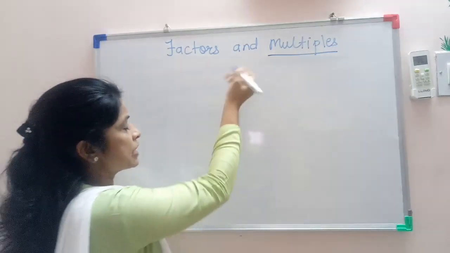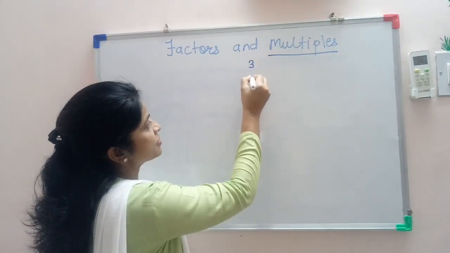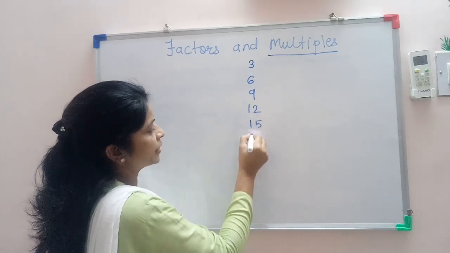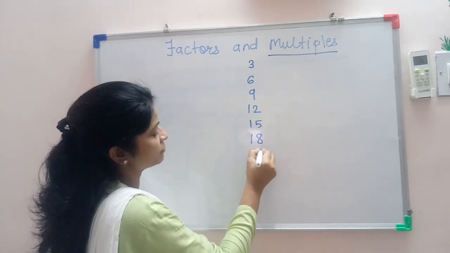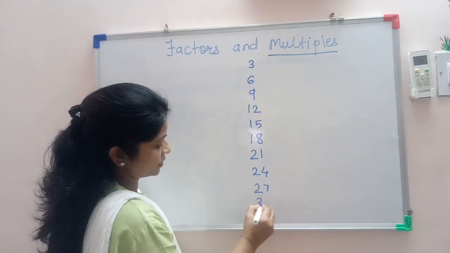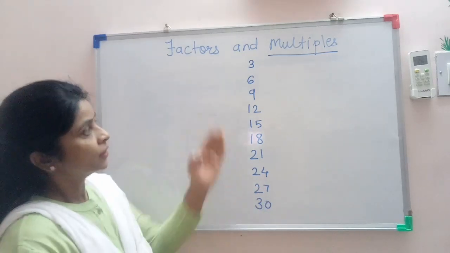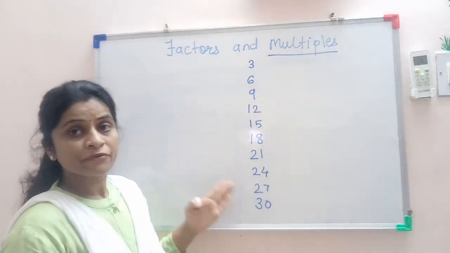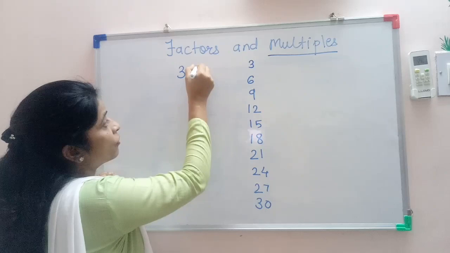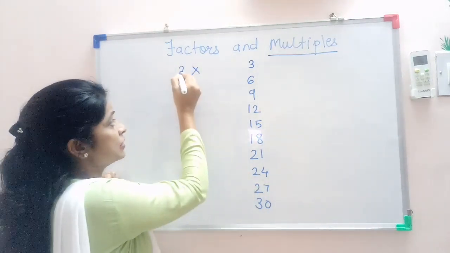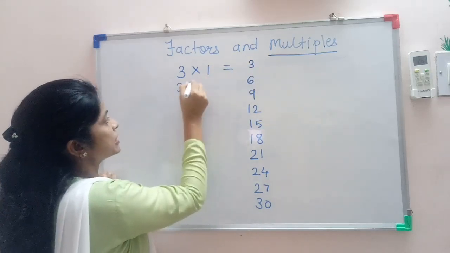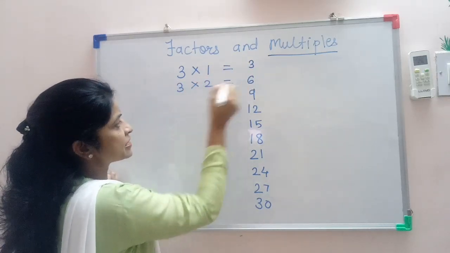Students, we get the numbers like 3, 6, 9, 12, 15, 18, 21, 24, 27, 30. We get all these numbers when we multiply 3 with 1 to 10. That means when we multiply 3 by 1, we get 3. 3 multiplied by 2 gives 6.